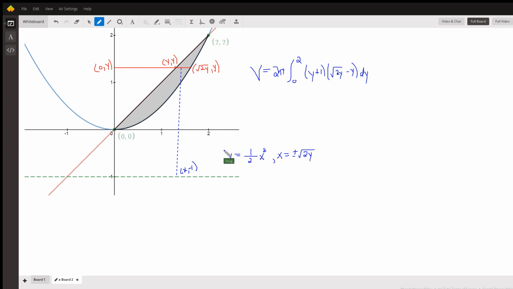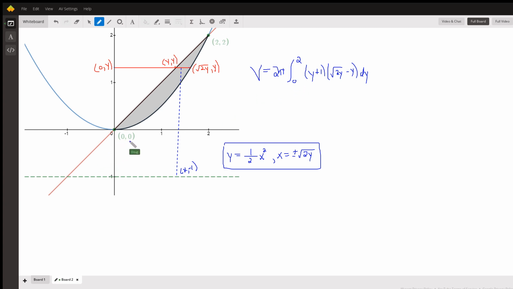But down here, we would like to find x in terms of y, because this is a horizontal distance. So if we solve this for x, we get plus or minus the square root of 2y, but the positive square root is what takes us from here to here. So for each y, this distance right here is the square root of 2y. Okay, so for the shell method, it's 2 pi times the definite integral from 0 to 2.